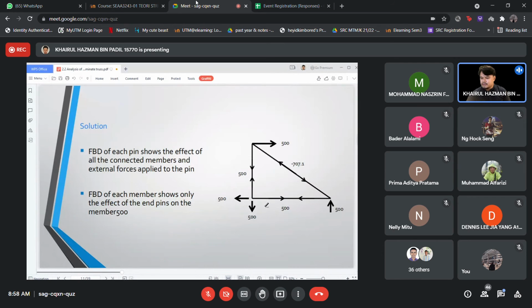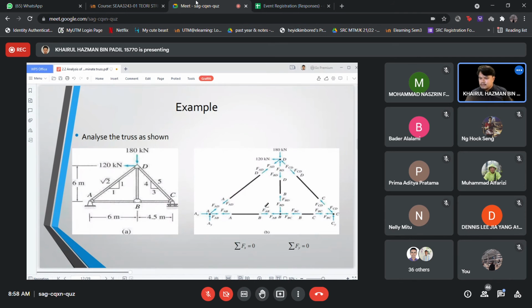So for the free body diagram, each pin shows the effect of all the connecting members and the external force applied to the pin. So we can put all the forces and all the reactions in this one particular structure. Okay, this is another example. Analyze the truss as shown.